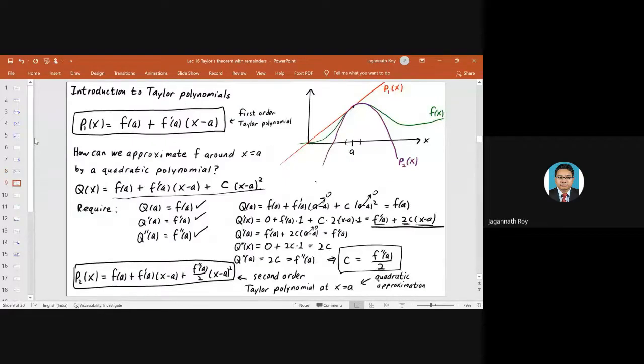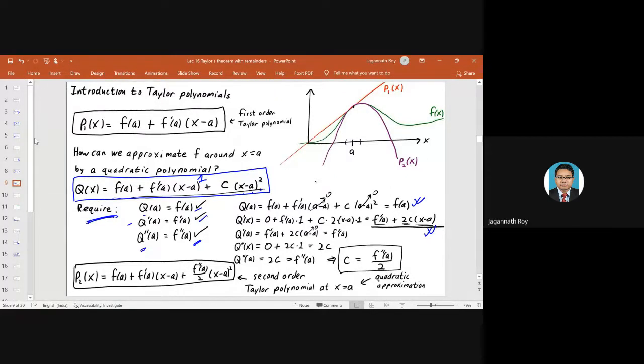So if we take a quadratic polynomial, it will have this form: one linear coefficient, and another will be a quadratic term, so a square term will be there. We need to satisfy these relations: q of a equals f of a, q dash of a equals f dash of a, and q double dash of a equals f double dash of a. So look at the structure.